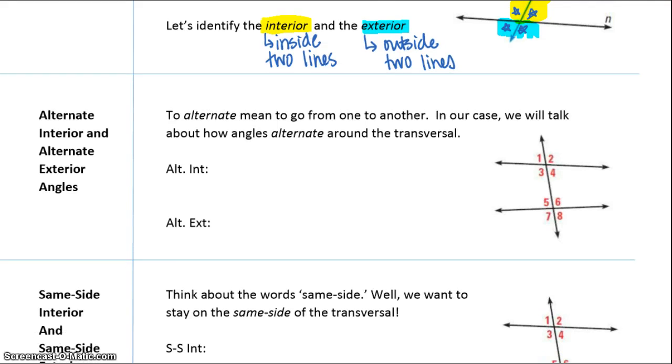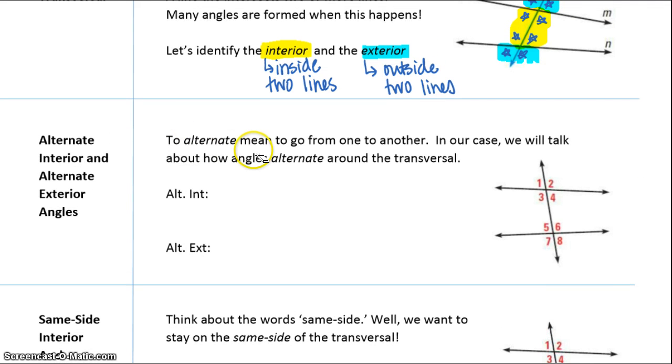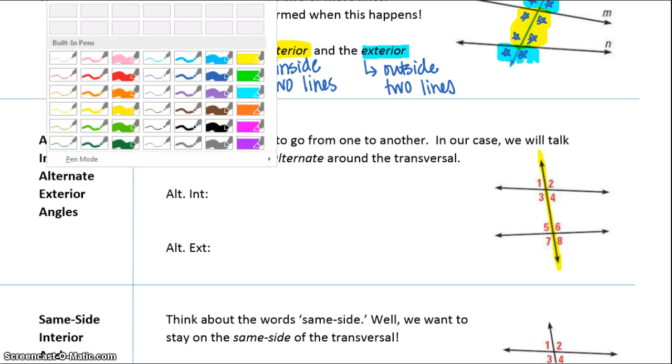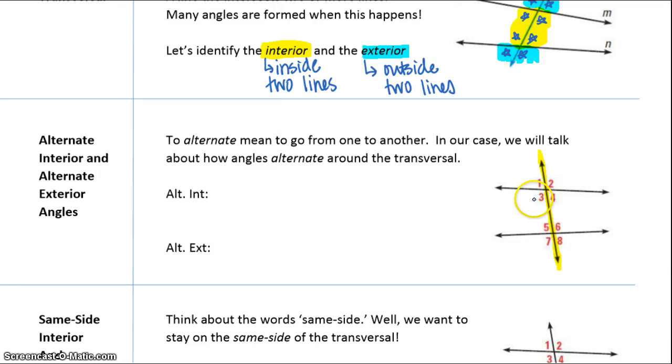First we have to figure out some vocabulary, all right? To alternate means to go from one to another. So in our case, we're going to talk about how angles will alternate around your transversal. Now what I've noticed over the years is that students get really confused here because they don't look at their transversal. So here is the transversal. I have it highlighted in yellow. And then I'm going to take a different color here. I'll use this blue. And here are the 2 lines that the transversal goes through.